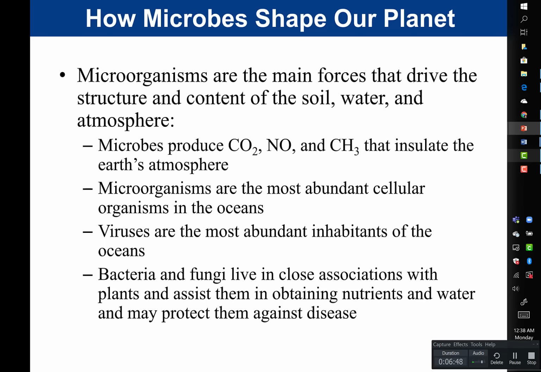Microorganisms are the most abundant cellular organisms in the oceans. Now, notice it doesn't just say the most abundant thing in the ocean. Viruses are actually more abundant in the ocean than bacteria, but bacteria would be the most abundant cellular organisms because remember that viruses are not made of cells. So viruses are the most abundant inhabitant of the ocean. Bacteria and fungi live in close association with plants and assist them in obtaining nutrients, water, and also help to protect them against disease. And so microbes really play an important role in shaping our planet.